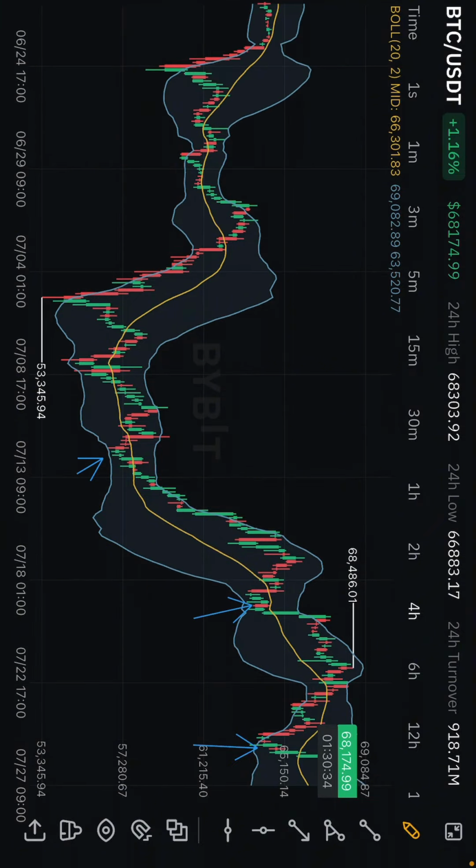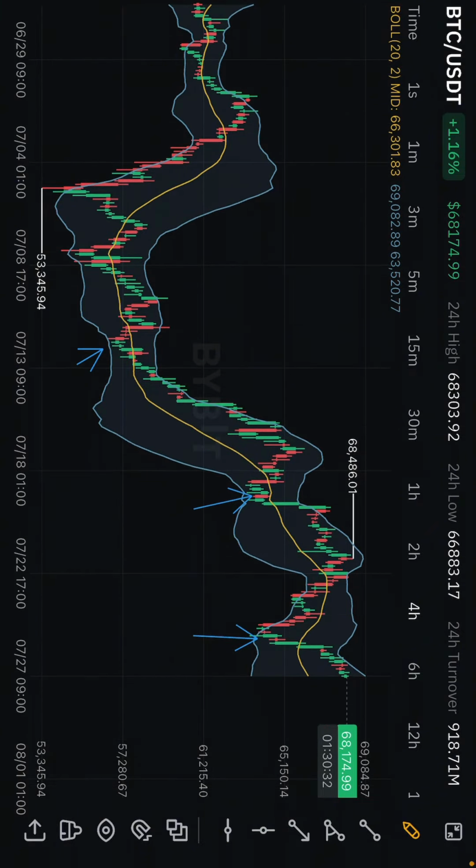You can decide to use the middle Bollinger Band as your take profit, or you can wait for the market to touch the upper Bollinger Band as your final take profit. Do you understand? That's the simpler way you can trade. It's not complicated. All you have to do is know the market trend and go with your Bollinger Band indicator. Finish. I'm making money, guys.